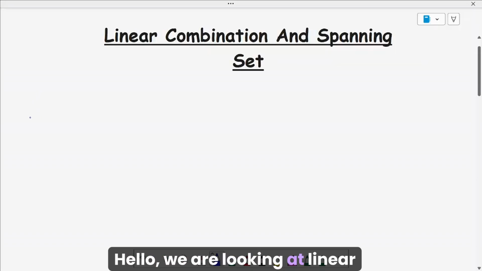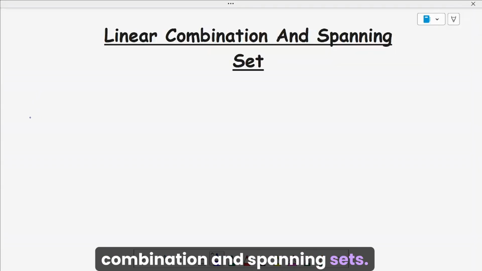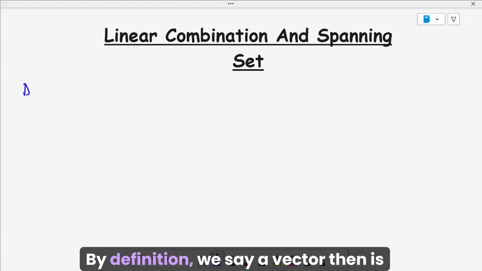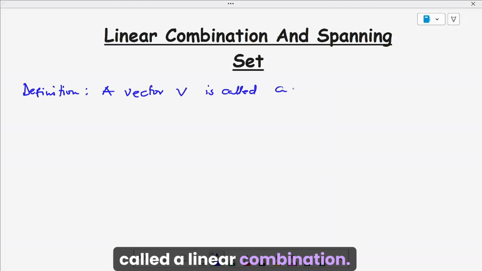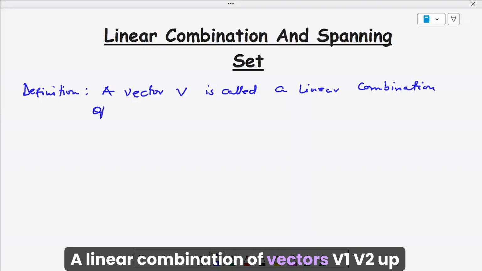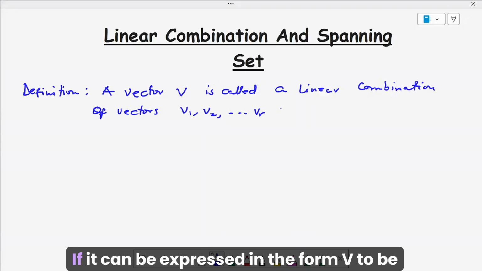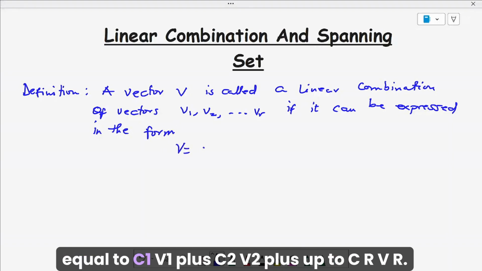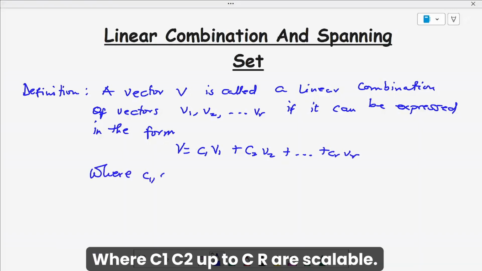Hello, we are looking at linear combination and spanning sets. We will start with linear combination. By definition, we say a vector v is called a linear combination of vectors v1, v2 up to vr if it can be expressed in the form v equals c1 v1 plus c2 v2 plus up to cr vr, where c1, c2 up to cr are scalars.